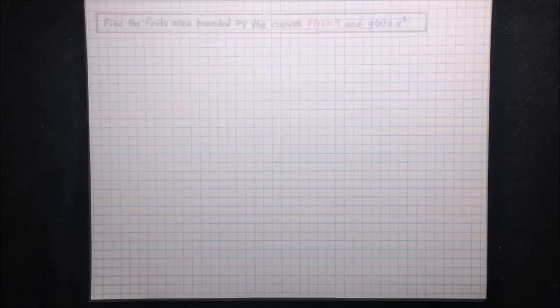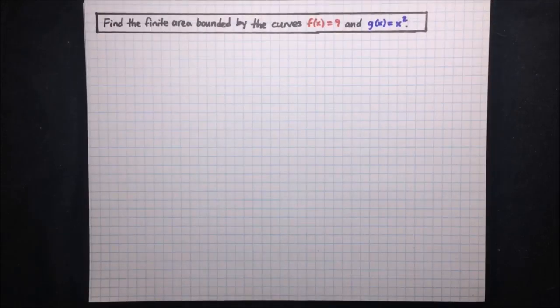In this video, I'm going to show you how to find the area between curves expressed as a function of x. So here's our first question. We want to find the finite area bounded by the curves f of x equals 9 and g of x equals x squared. And the first step to doing this is always to draw a graph of the region that you want to find the area of.